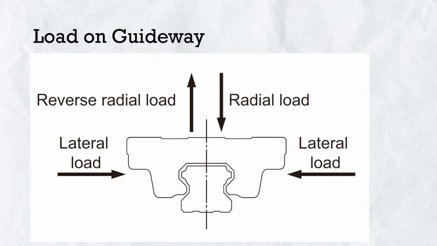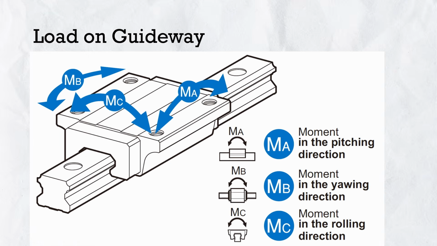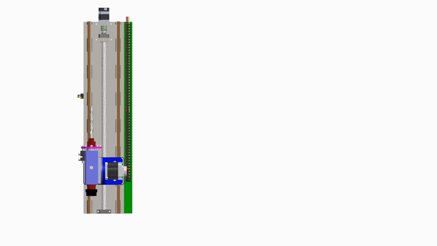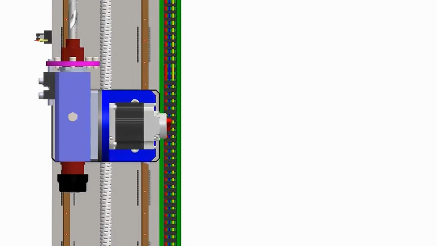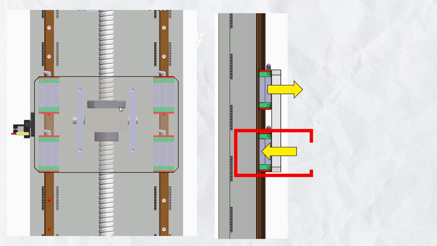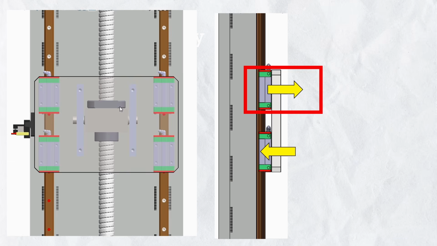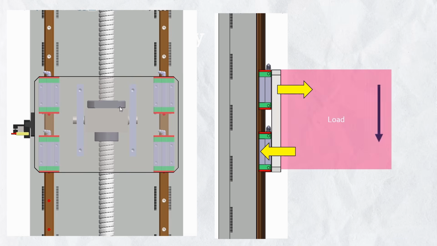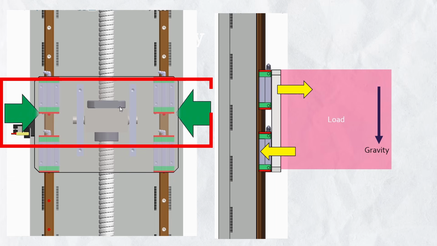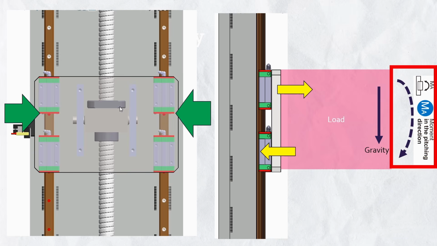The load on an LM guideway can be direct radial load, reverse radial load, lateral load, or there can also be movement. If we analyze our system, the load is direct radial on the LM blocks at the bottom, and reverse radial load on the blocks at the top, due to the mass load under gravity. But there is no lateral load as far. But there is a movement in the pitching direction on all the 4 blocks.